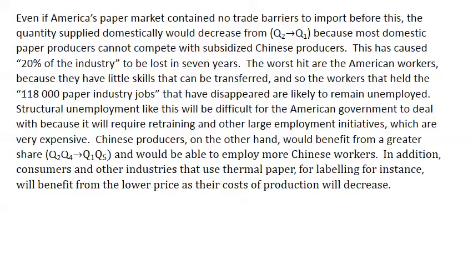The student then goes on to talk about another economic concept, again right out of the IB syllabus, of structural unemployment, and saying that it will be difficult for the American government to deal with it because it will require retraining and other large employment initiatives. So again, some evaluation sprinkled in, definitely some analysis is there. And again, the viewpoint of different stakeholders, we're looking at the Chinese producers now benefiting from greater share. Again, having you make reference to the graph, but not having you interpret the graph. The numbers are there for you. And then lastly, they talk about the viewpoint of consumers and other industries that use thermal paper and what their benefit will be in terms of the lower prices and lower costs of production. So again, the evaluation right there.